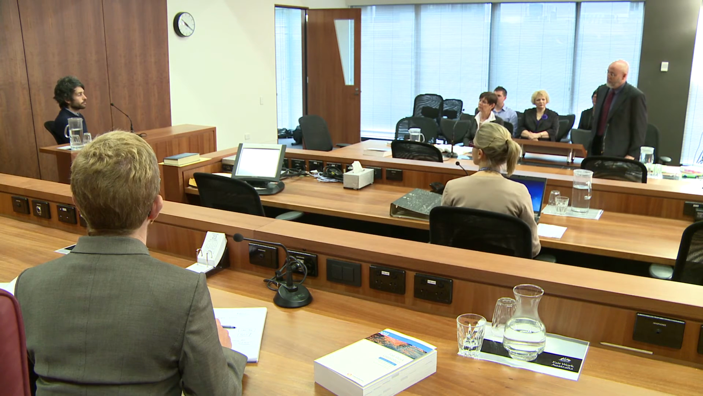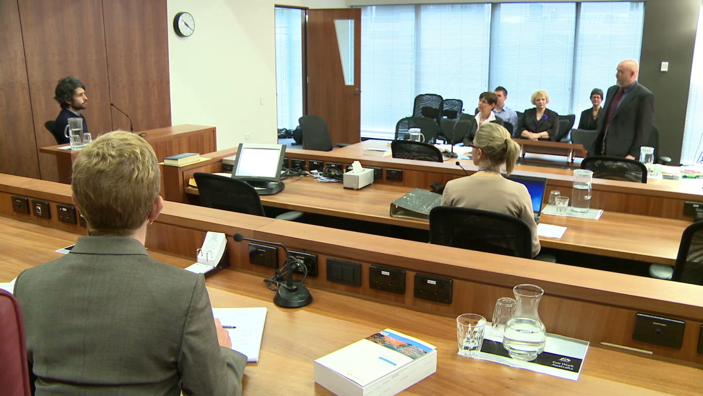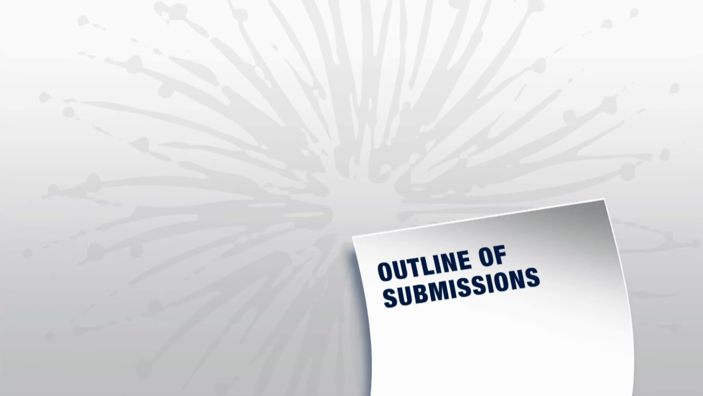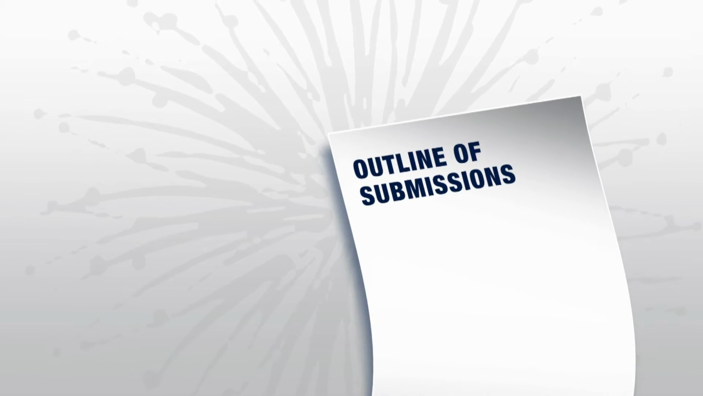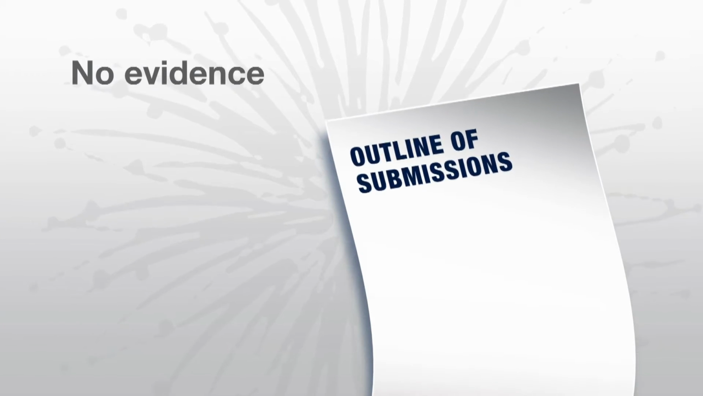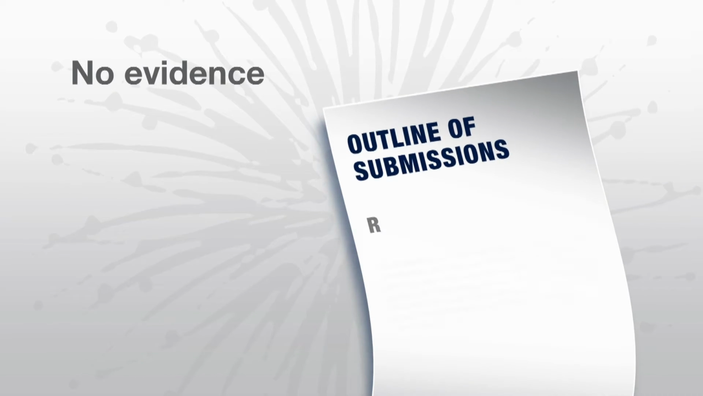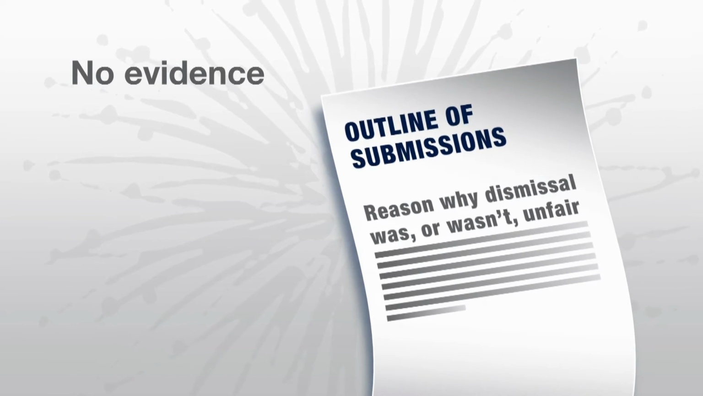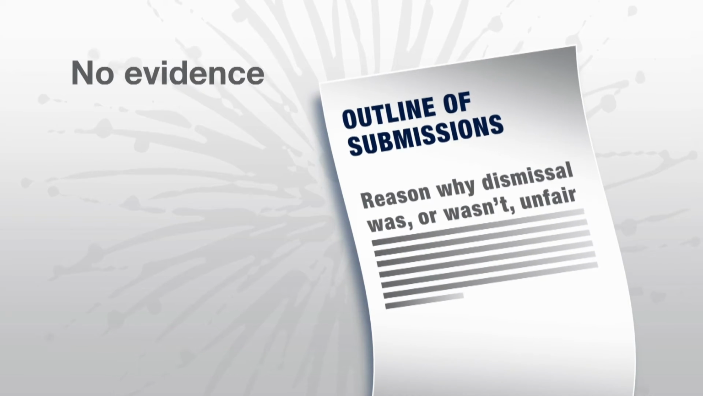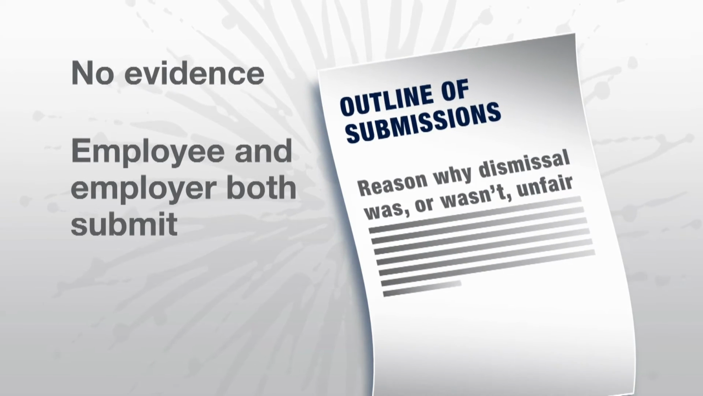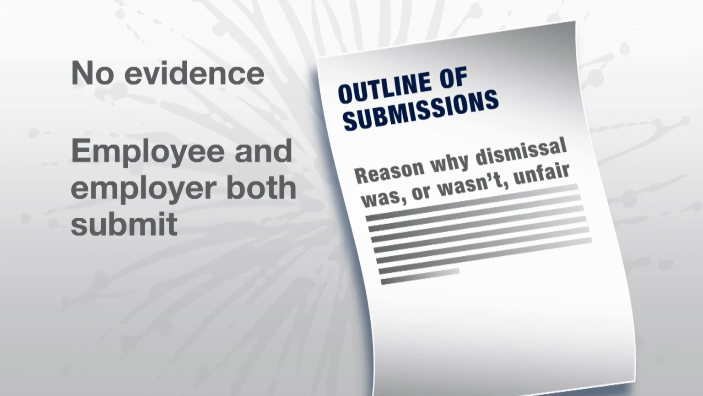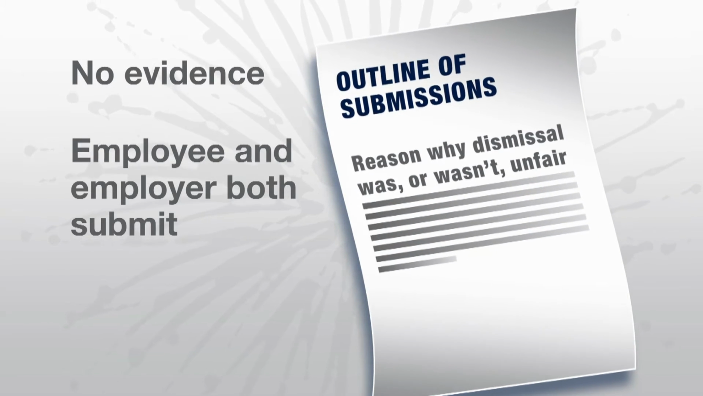The other important document to prepare is an outline of submissions. An outline of submissions is basically a document just outlining either why or why not somebody was unfairly dismissed, and why the tribunal should find in the party's favour. The outline of submissions is different to the evidence of a witness. It should not repeat what is said in the witness statements. It sets out the arguments about why the dismissal was or wasn't unfair. Both the employee and employer need to do an outline of submissions explaining why they think their case should succeed.